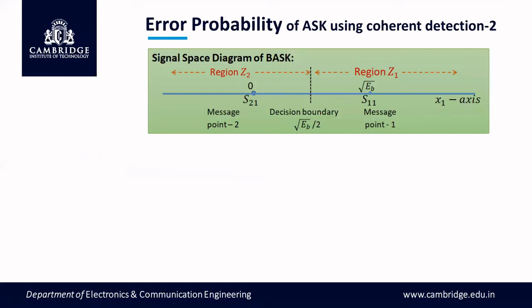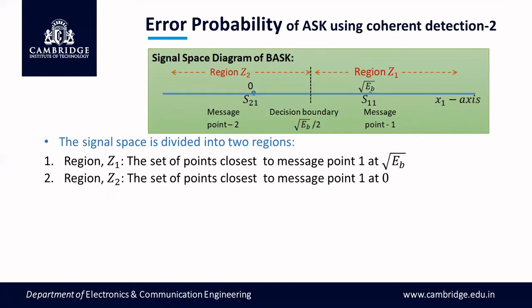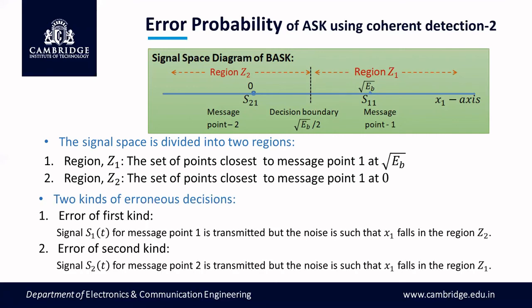Next, the signal space diagram is given once again here just to show the decision boundary. We integrate the density function from root Eb by 2 to infinity to get the probability of decision error, P. As I already told, the regions Z1 and Z2 reside to the right and left of the decision boundary, so I will put it here. Look at this as one. The integration is done using standard integrals available in the literature.